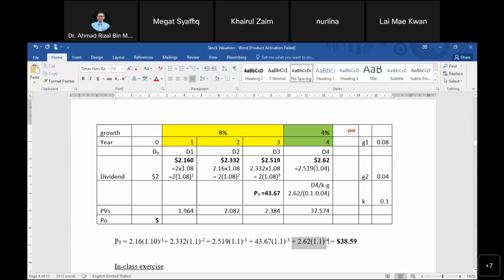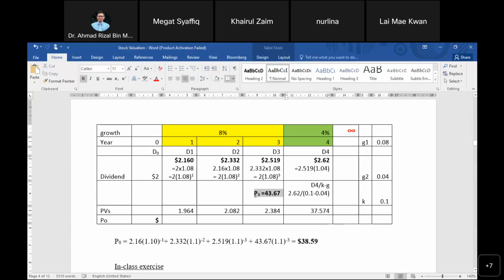Okay. Time's up. The reason we did not include D4 here is because it is already included in P3. Remember what is in P3? In P3, we have D4, D5, D6, D7, D200, D2000, D2 million. All dividends into the future, starting from year 4: year 4, year 5, year 100, year 1000, are already encapsulated, already tackled, already taken care of and calculated, represented by P3, which is 43.67. You see? Understand or not?